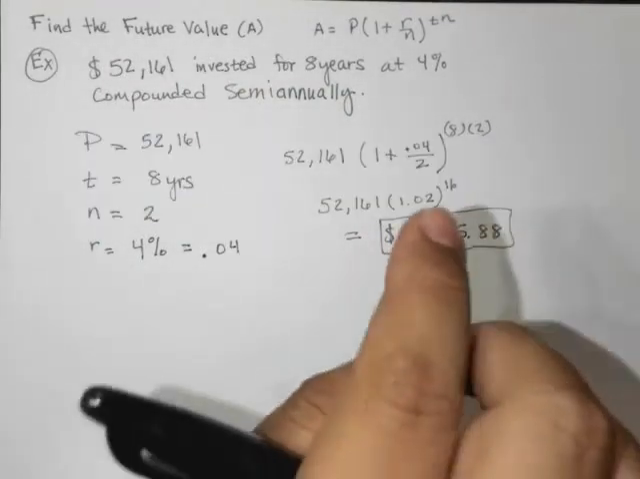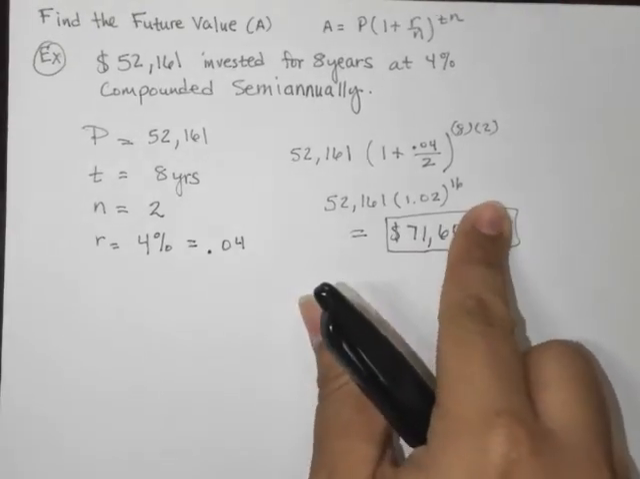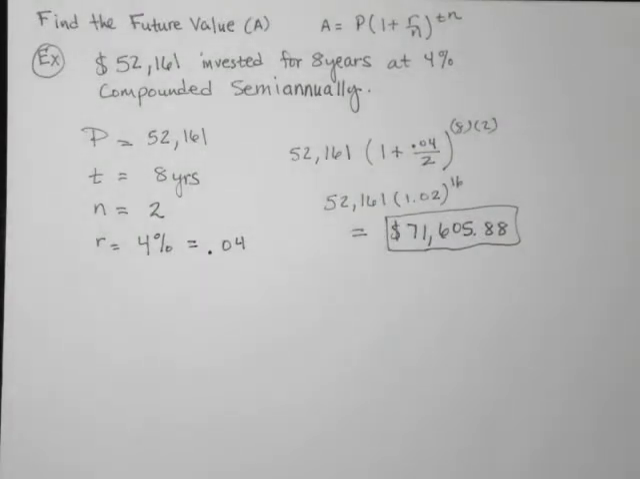So just a little under 20,000 that you'd be making, but pretty interesting how it works out. So this is an example of calculating future value.